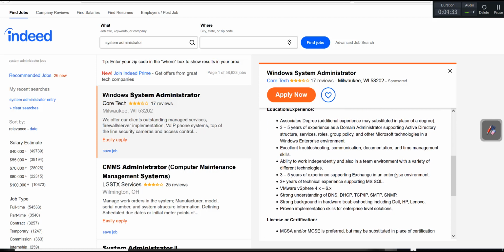So if you look into this one, it says associate degree, 3 to 5 years of experience as a domain administrator supporting Active Directory structure, services, roles. Whoever put this together right now knows what they're talking about, because they're not just saying you need to know about administering Active Directory. Administer is a little different. You need to be supporting the Active Directory structure, meaning the whole Active Directory, services, roles, group policy, and other Microsoft technologies in a Windows enterprise environment.